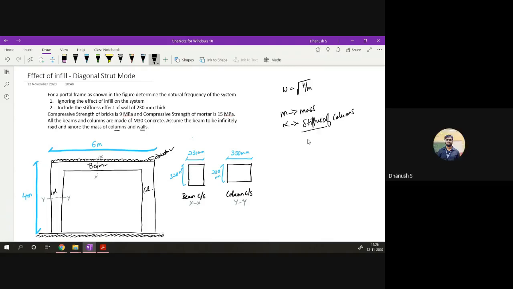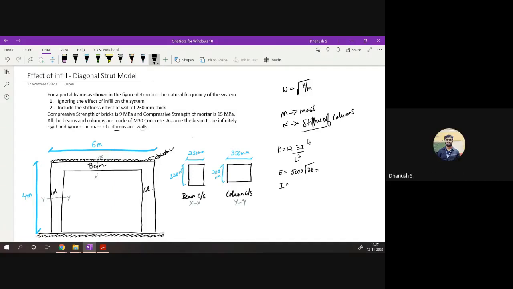How do you calculate the stiffness of columns? 12 EI by L cube. Correct. Since both top and bottom are fixed, we'll consider 12 EI by L cube. What is E? The formula: 5000 root fck. What is your fck in this case? 30. Okay. What is I?